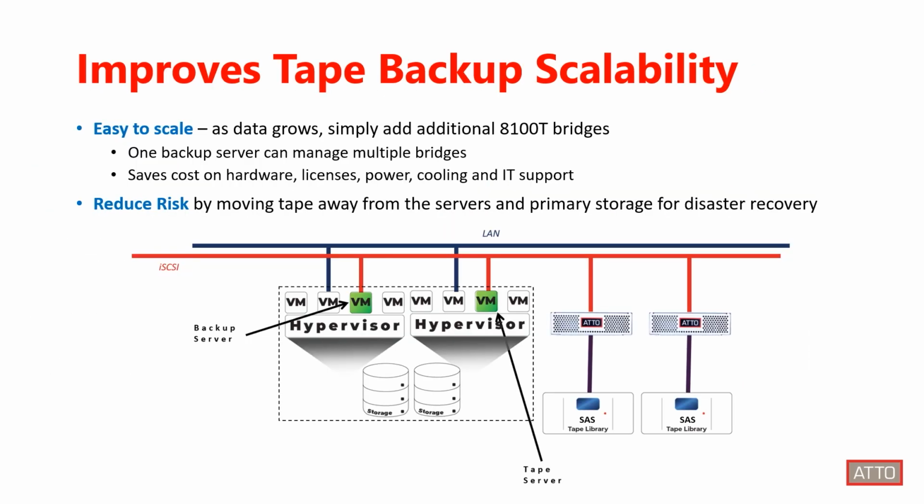And finally, ATTO makes it easy to scale. As data grows, you don't need to carry out cumbersome upgrades or add additional backup servers. Just use ATTO bridges to connect to the additional tape drives and libraries at a fraction of the cost of adding additional servers. And since tape is now networked, you can easily move tape drives off-site for disaster recovery.